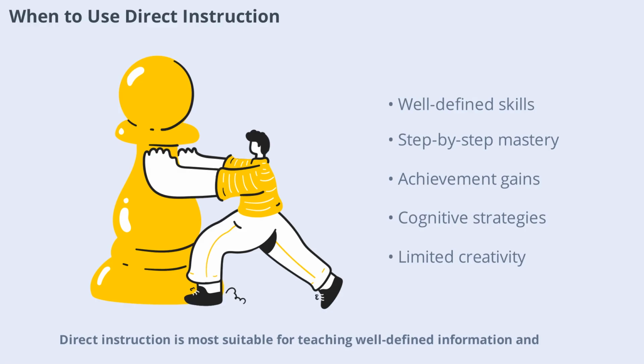Direct instruction is most suitable for teaching well-defined information and skills that need to be mastered in a specific sequence. Research shows that it leads to significant gains in achievement, especially in areas like mathematics, reading, and science facts. It's also effective for teaching cognitive strategies such as summarizing text or solving problems.